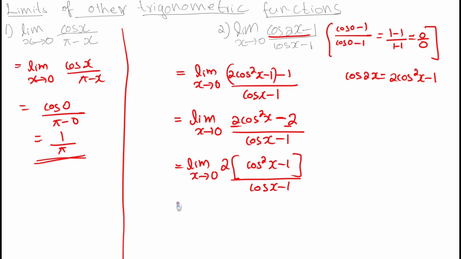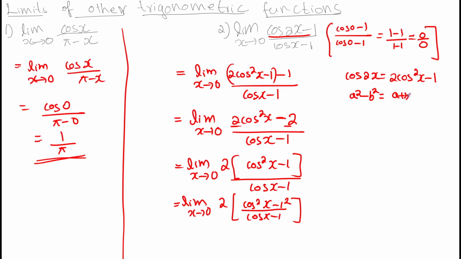Next step, it's equal to limit x tending to 0 of 2 into, I can rewrite it as (cos square x minus 1 square, 1 is 1 square) divided by cos x minus 1. Now see, the numerator is of the form a square minus b square. A square minus b square is equal to (a plus b) into (a minus b).